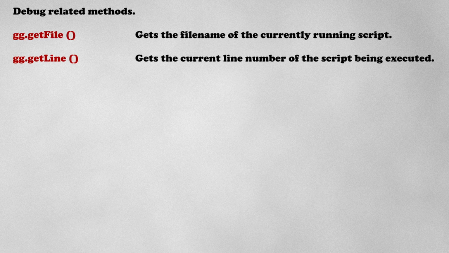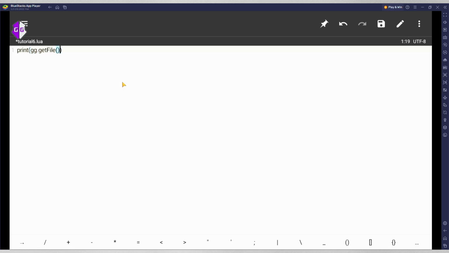Debug-related methods. gg.getFile gets the file name of the currently running script. gg.getLine gets the current line number of the script being executed. Now let's print those two.